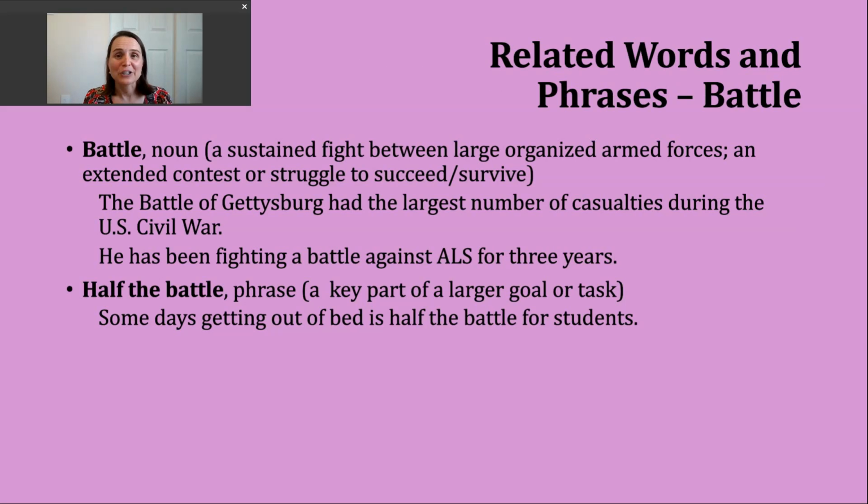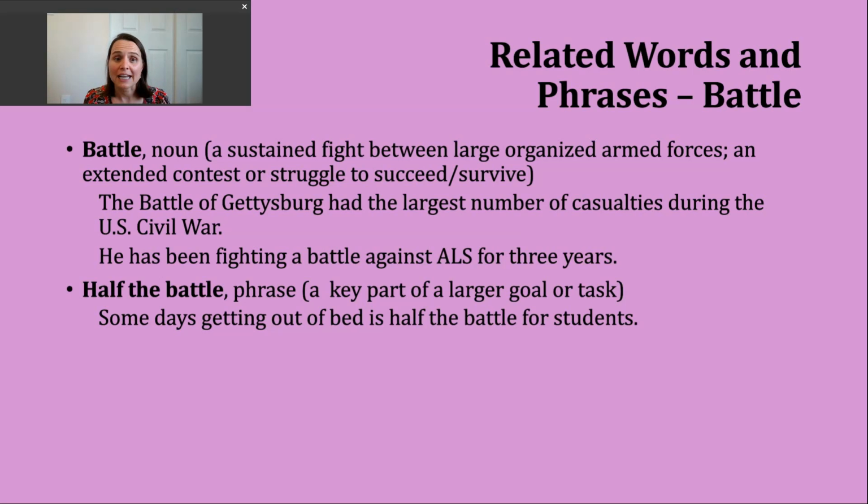The first word we're going to look at has the exact same spelling and the exact same pronunciation as our verb. It's battle. The noun, just like our verb, can have a couple different meanings. One meaning is a sustained fight between large, organized, armed forces. So again, this particular definition, think of wars, conflicts with militaries, etc. Here's an example of this noun in a sentence.